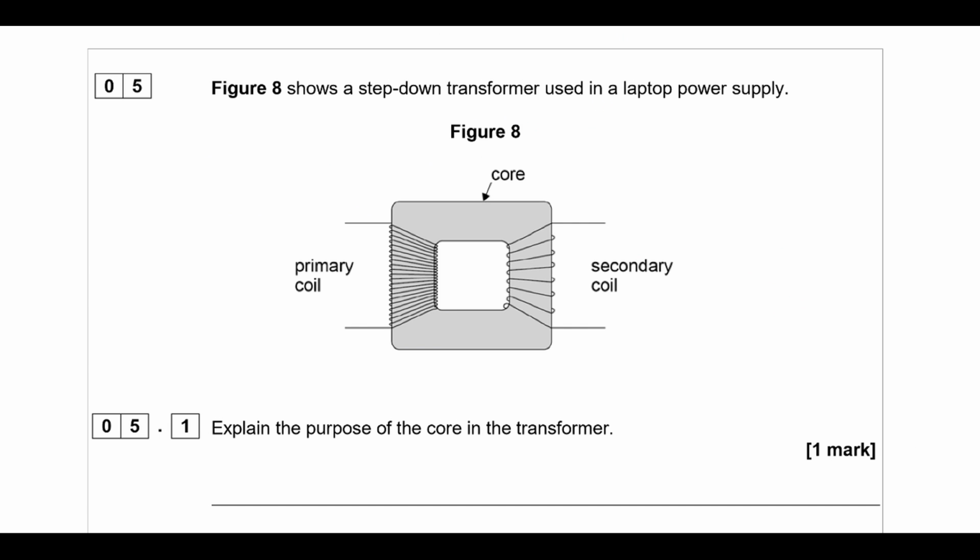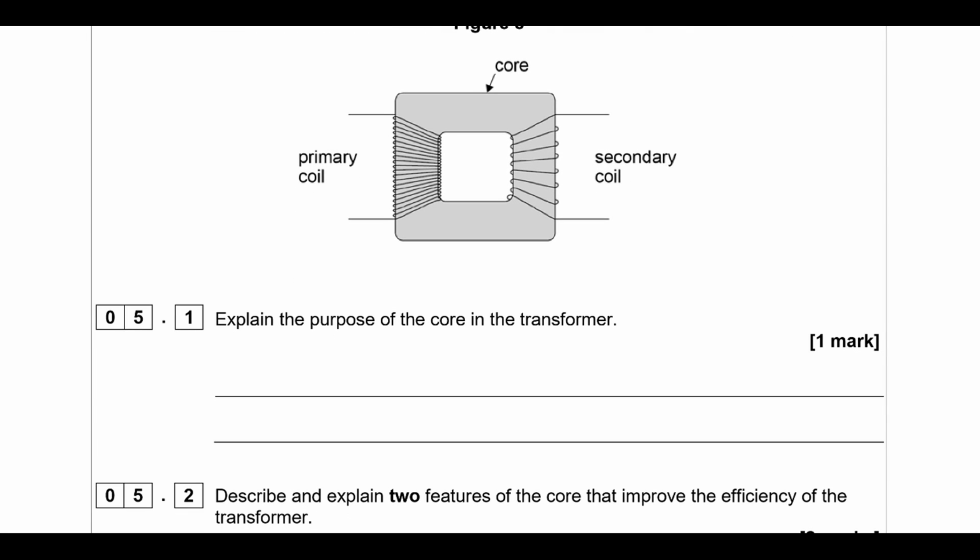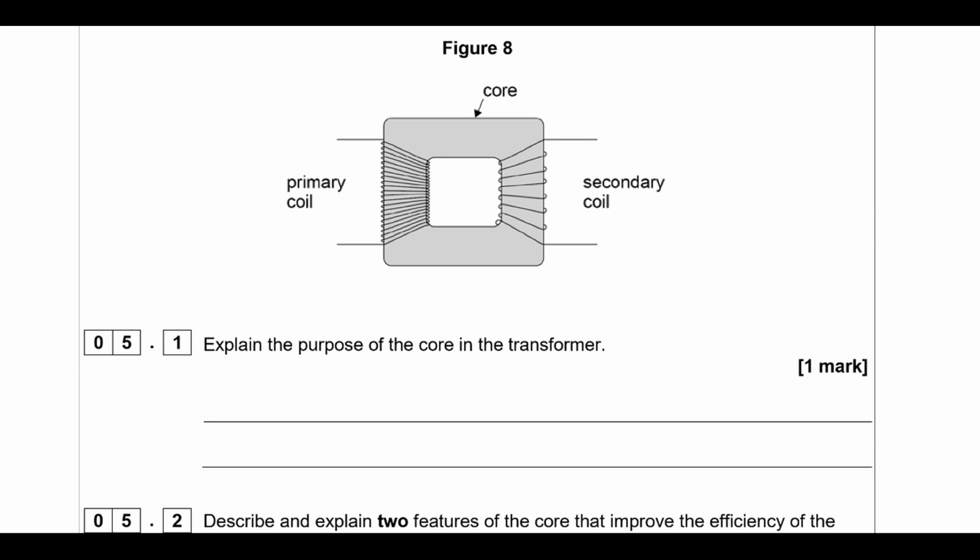All right, so the last part of the longer answer question is looking at a step-down transformer. Explain the purpose of the core in a transformer. Essentially it's there to make sure the magnetic field goes to the secondary coil. So it guides the magnetic field from the primary coil to the secondary coil.